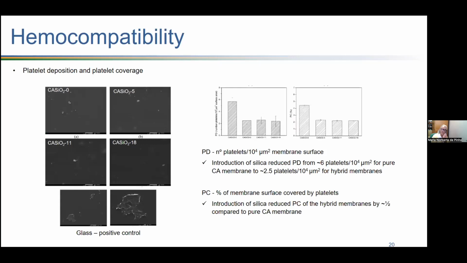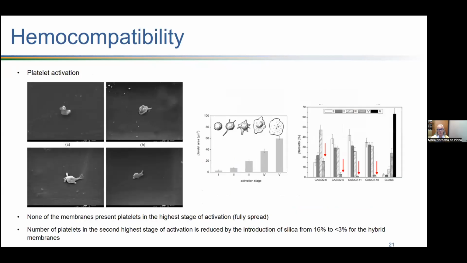Another parameter of hemocompatibility is the platelet deposition and the platelet coverage. As we can see, with these membranes the introduction of silica reduced the platelet deposition from 6 to the 10 to minus 4 platelets per micrometer, 2.5. So we have a reduction in the number of deposited platelets, and also the coverage for these hybrid membranes is smaller compared to the CA membranes.